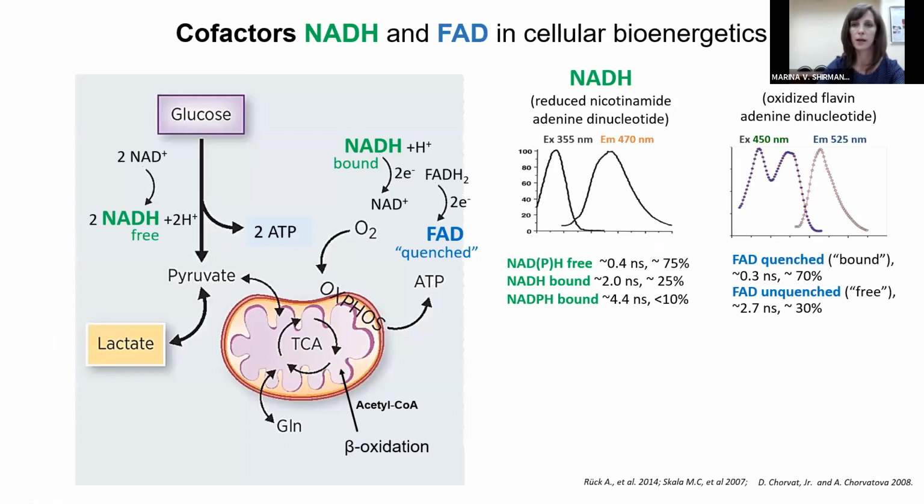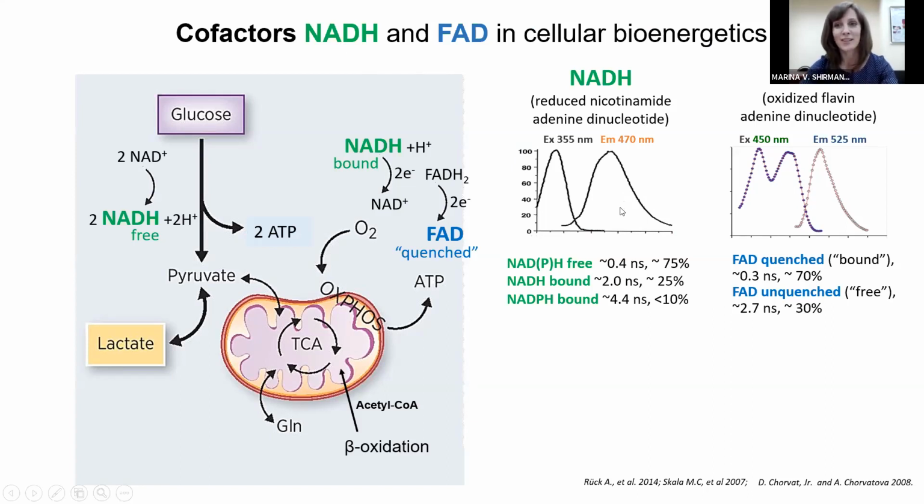In cellular metabolism, there are two key molecules that have fluorescence. They are metabolic cofactors, NADH in the reduced state, and FAD, flavin cofactors, in the oxidized state. These molecules have fluorescence in the green range of the spectrum.